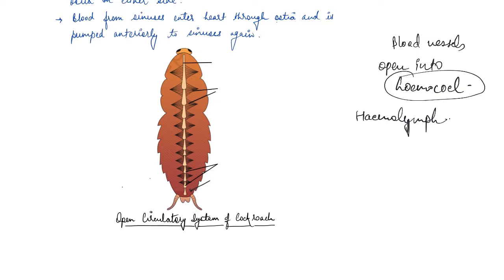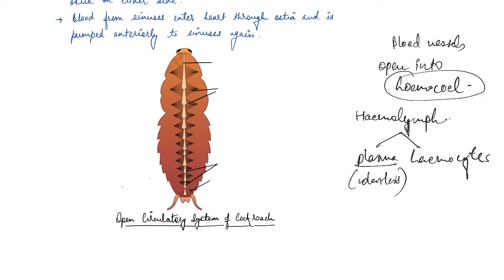So this hemolymph is made up of plasma and hemocytes. This is basically colorless. Plasma is colorless, right? So, heart of cockroach. Apart from this, they have a heart as well, right?